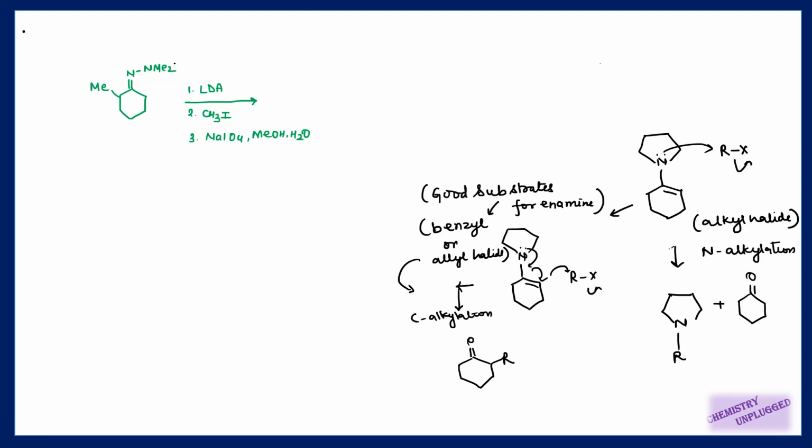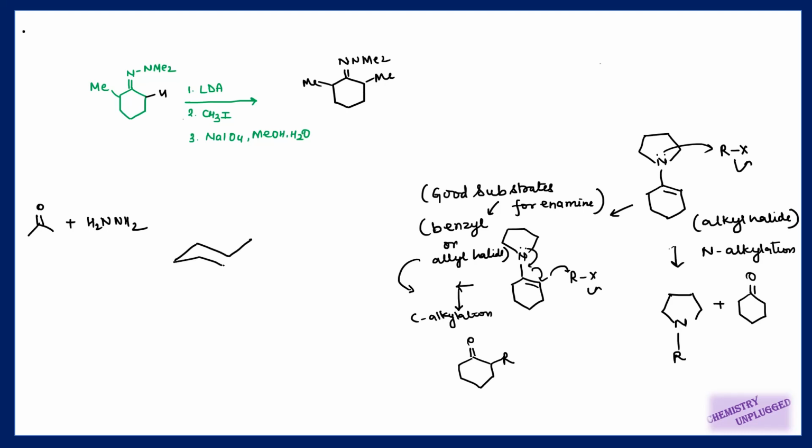Next is the alkylation of hydrazone. This is a hydrazone compound. Hydrazone means when you take a carbonyl group and treat it with hydrazine, you will get a hydrazone, right? Like this. In this hydrazone, first I am using LDA. This LDA will remove this proton only from the less hindered side. Then I am using methyl iodide, so I will get methylation at this carbon. Now what about the stereochemistry, the attachment side of this methyl group? This is the important point.